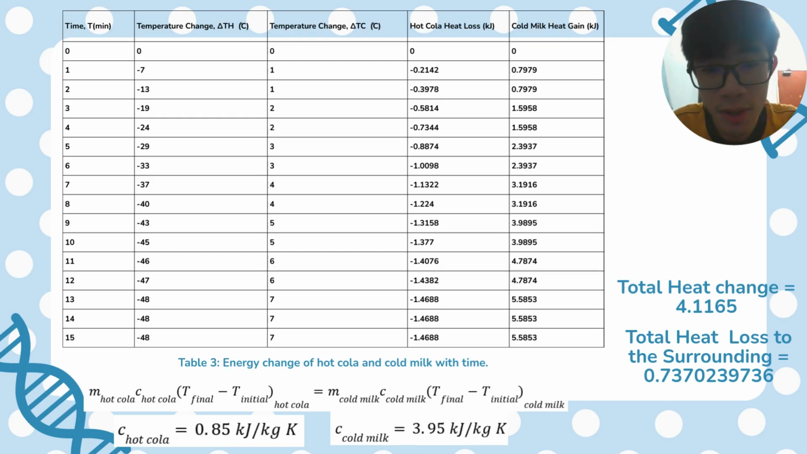After that, this is table 3. It is the table of energy change of hot cola and cold milk with time. From table 2, we can calculate the temperature change of the hot cola and also the cold milk. We record it here, then we use this data and the formula below to calculate our heat loss, which is mc times the change of temperature. Using the specific heat as shown below, we calculate our total heat change, which equals 4.1165, and the total heat loss to the surroundings is 0.7370239.736.